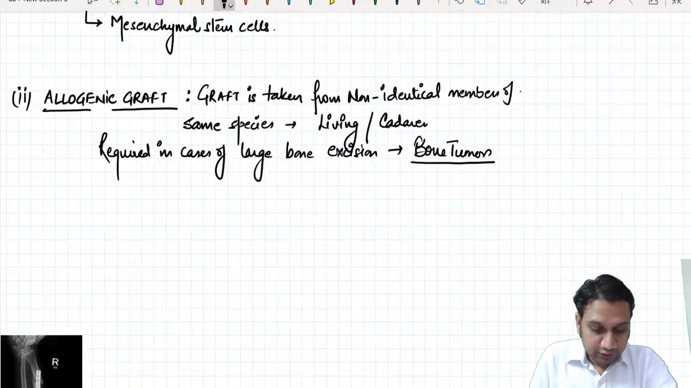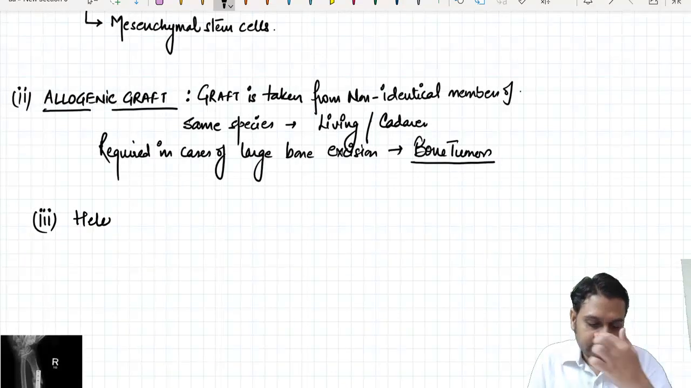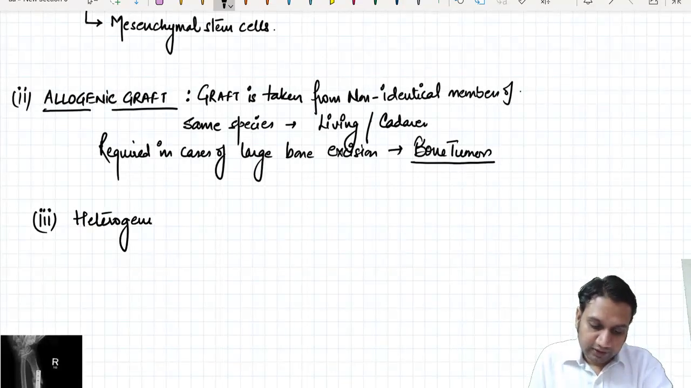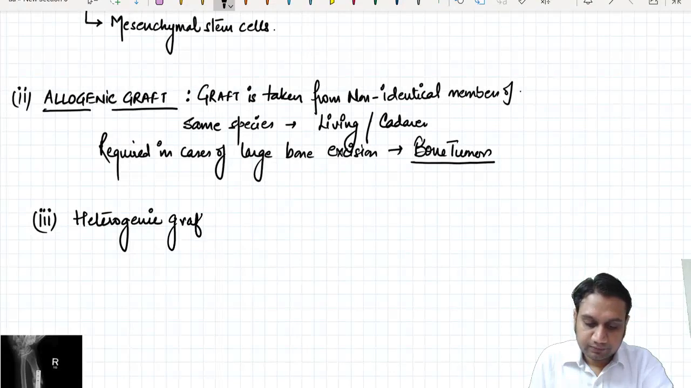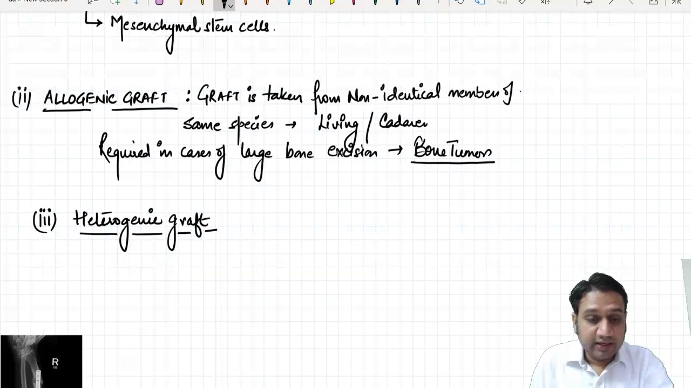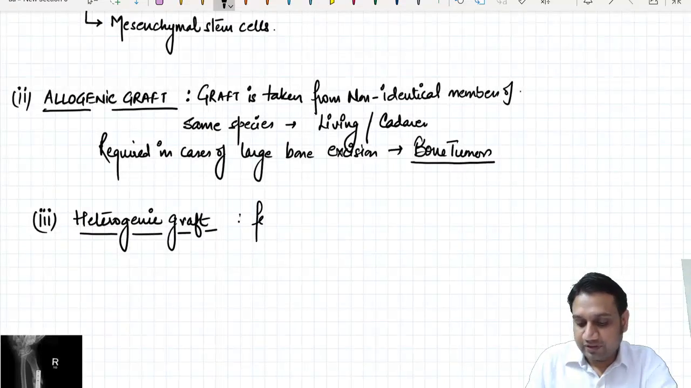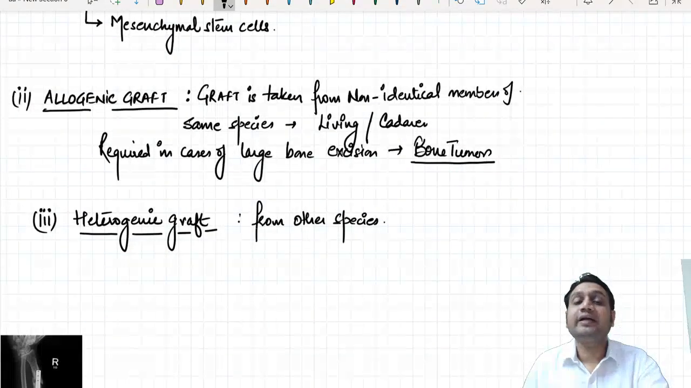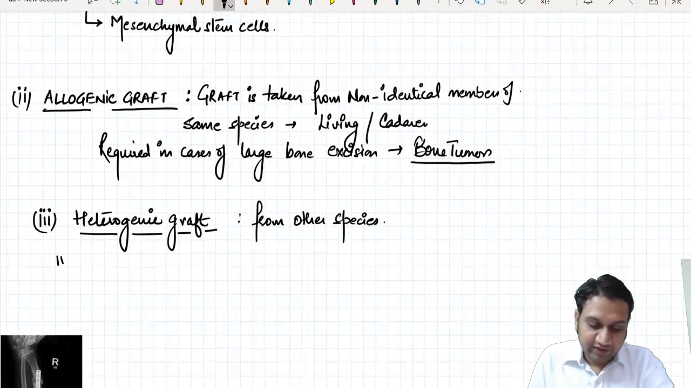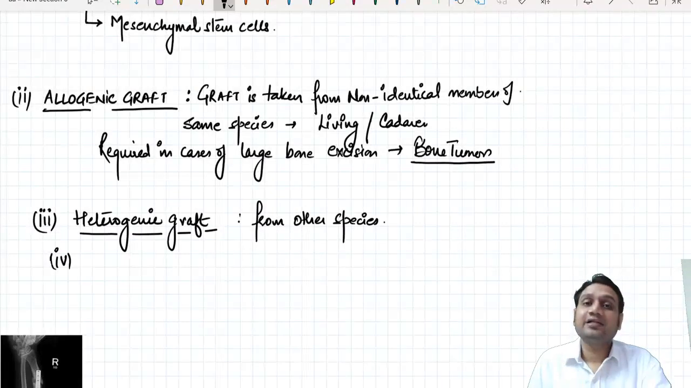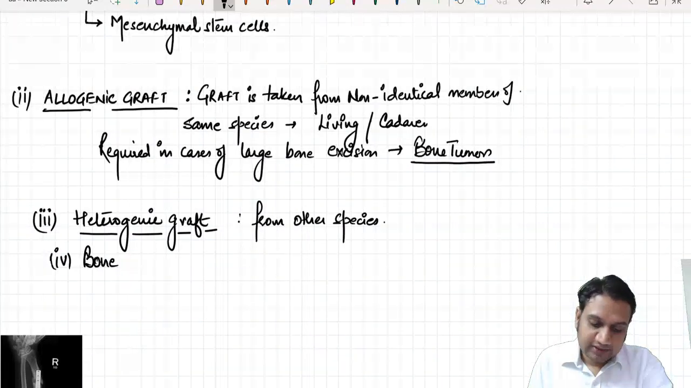Third is heterogenic graft, or xenograft. What is heterogenic graft? It is a graft which is taken from other species. These are not very commonly in use. And then the fourth type of graft is the synthetic materials, which we simply call the bone substitutes.